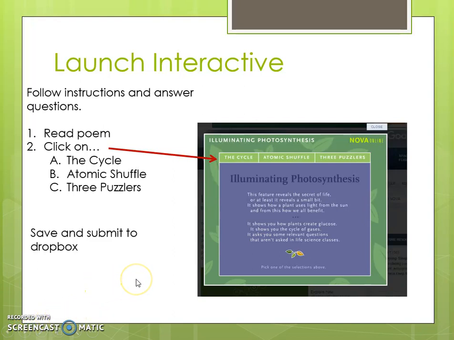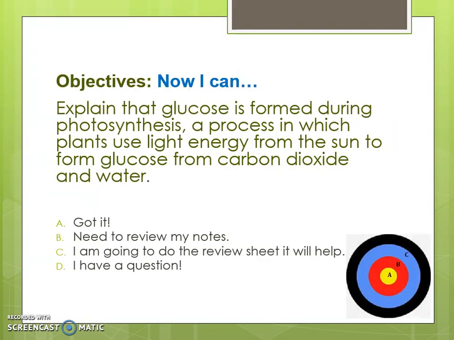Then make sure you submit it with the name change, and then you should be able to meet this objective: discussing how glucose is formed during photosynthesis, a process which plants use light energy from the sun to form glucose from carbon dioxide and water. Take a minute and check in with yourself after you've done the assignment and see if you could answer that question on a test sufficiently.